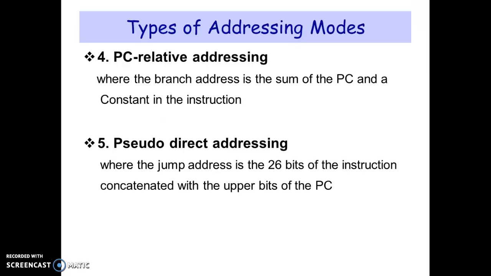The fourth type is the PC addressing mode. Here the branch address is calculated by the sum of the program counter and the constant value given in the instruction. The fifth type is the pseudo direct addressing. Here the jump address is used for moving from one set of instructions to another set. The jump address is calculated by adding the 26 bits of the instruction with the upper bits of the program counter.